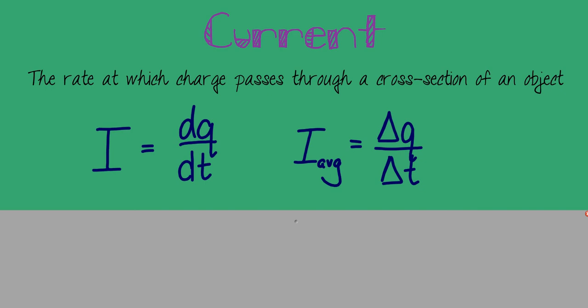If we think about the unit here, charge we know is measured in coulombs, and time is measured in seconds. And a coulomb per second is otherwise known as an ampere, which we use a capital letter A for. Quite often we abbreviate that to say amps, but ampere is the actual full name of the unit.